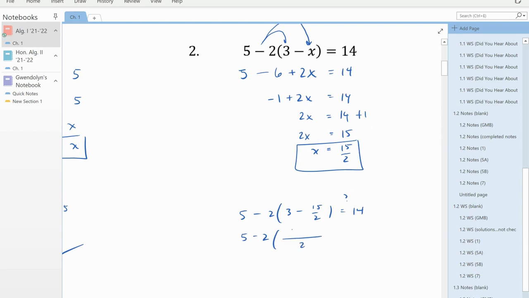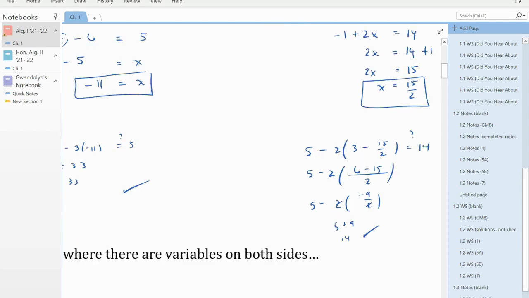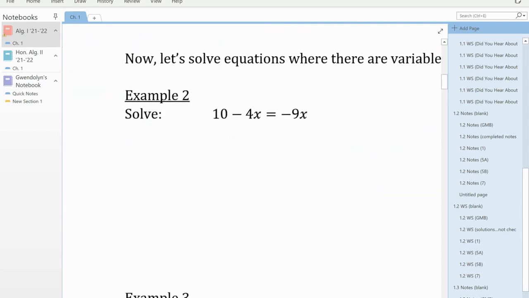Let's see, common denominator is a 2. That's going to be what, negative 9 halves? Half of 2 is 1. That's 5 plus 9. Yep, guarantee I got it right. Okay, we've got 2 things left to learn about just solving equations for right now.